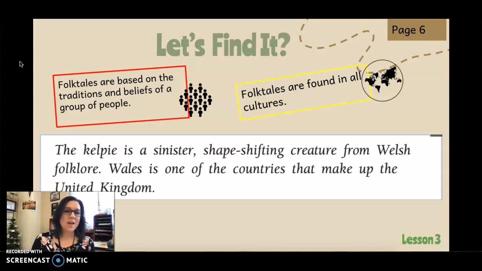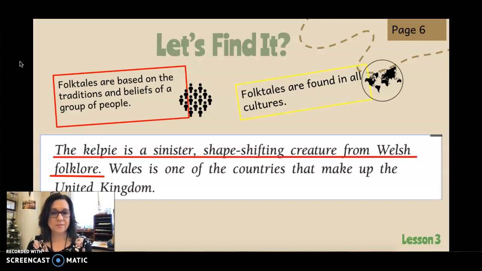Page 6. So let's find it. Can you find where folktales are based on the traditions and beliefs of a group of people? I want you to underline or highlight that part. What do you see? Yes. The Kelpie is a sinister shape-shifting creature from Welsh folklore. So that's the group of people, the Welsh.